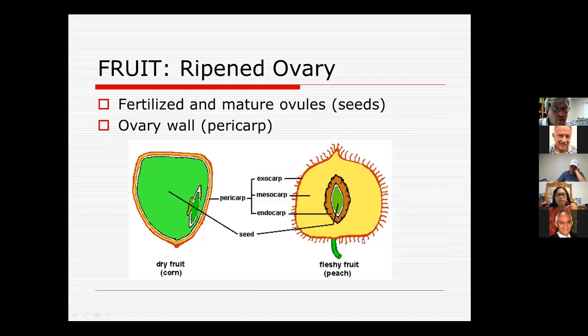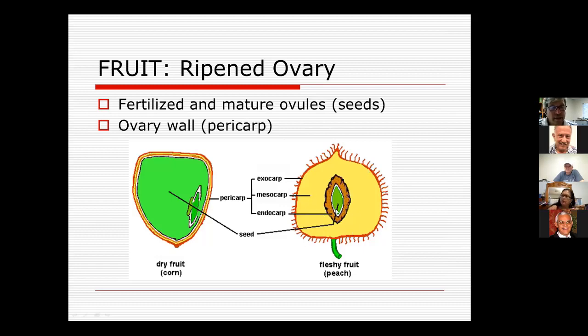You have the exocarp, meaning exo, meaning outer. You have the mesocarp, meaning the middle. That's the fleshy part of the fruit. And then you have an endocarp, which is going to be the interior and the protective layer around the seed. So again, a fleshy fruit, you have this.